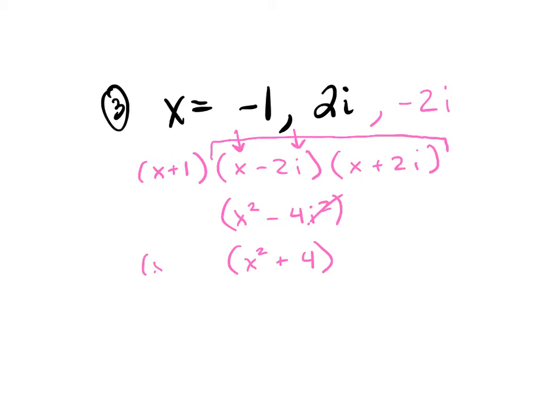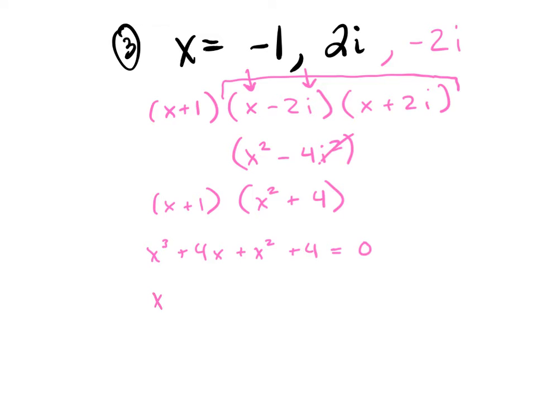And then we need to multiply it by x plus 1. So we need to make sure every term in the first parentheses gets multiplied to every term in the second, so we FOIL it out. So our first terms, x times x squared would be x cubed. X times 4 is 4x. X squared times 1 would be x squared. And then 4 times 1 is 4. And then we just have to make sure that it's in order. So we have x cubed plus x squared plus 4x plus 4 is equal to 0.